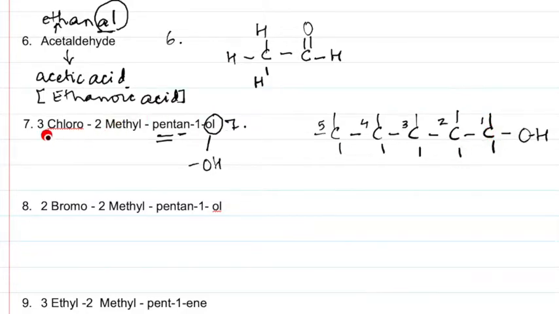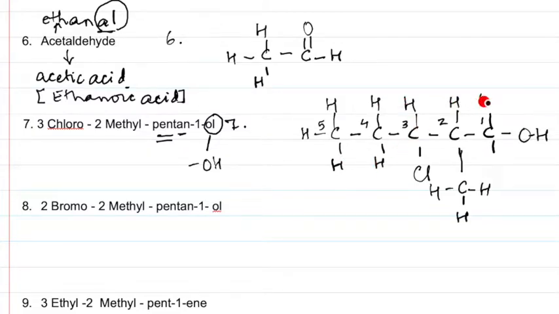And we have 3-chloro, 2-methyl. Where is the third carbon here? So 3-chloro means Cl will be here. 2-methyl means there will be a methyl group here. Methyl group means CH3 group coming from methane, which is CH4, right? So each one of these valencies will be shown like so. So this is the structure for our 3-chloro-2-methylpentan-1-ol.